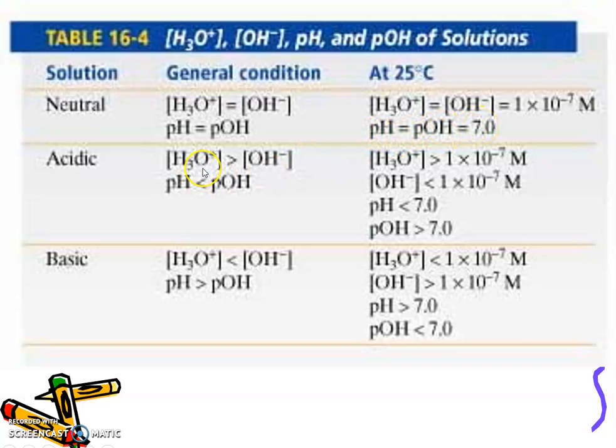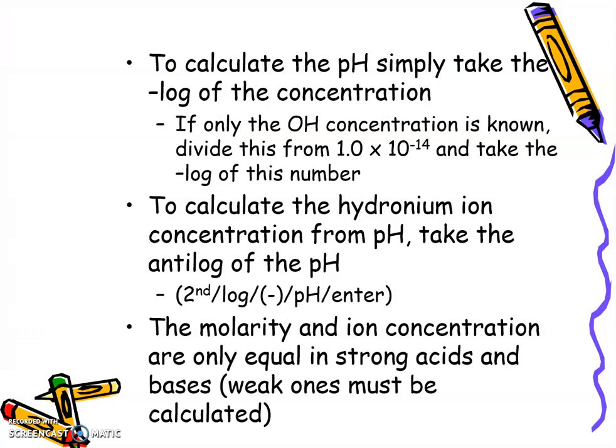If it's acidic, that means your H3O concentration is greater than your OH concentration. That means your pH is less than your pOH. And again, that means my H3O concentration is greater than 1 times 10 to the minus 7, and my OH is less than 1 times 10 to the minus 7. And therefore my pH is less than 7, and my pOH is greater than 7. And obviously, all that is completely reversed when you get to the basic solution.